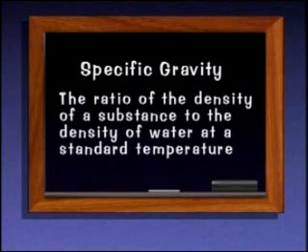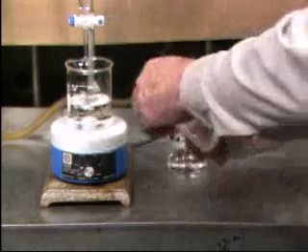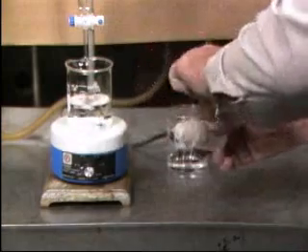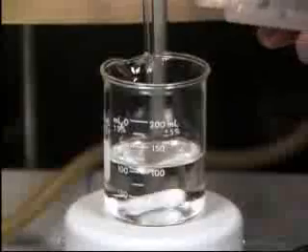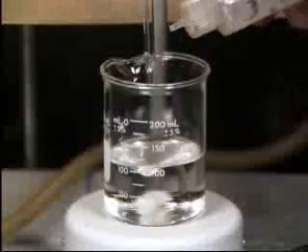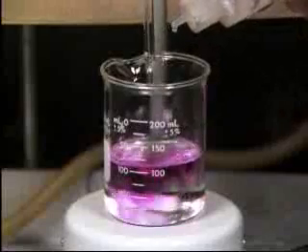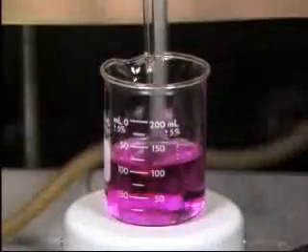Specific gravity is the ratio of the density of a substance to the density of water at a standard temperature. An indicating solution or indicator is added to a sample to give a visual sign of when a chemical reaction is complete. The reaction is complete when the color produced by the indicator has completely disappeared.